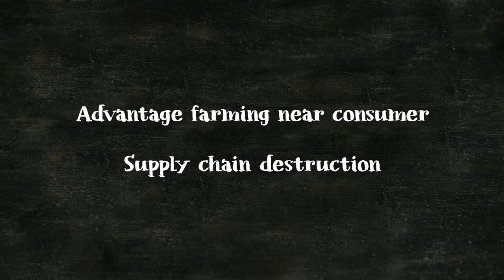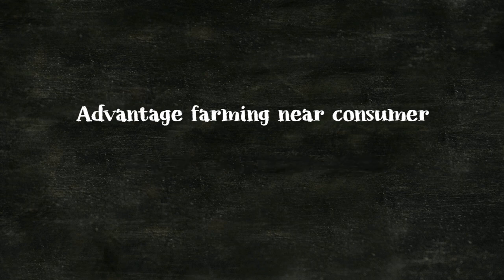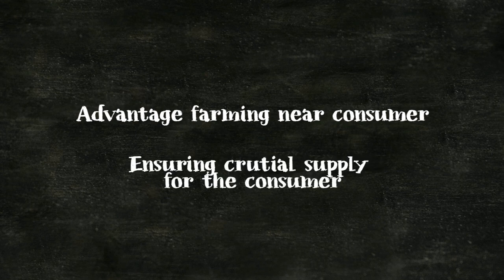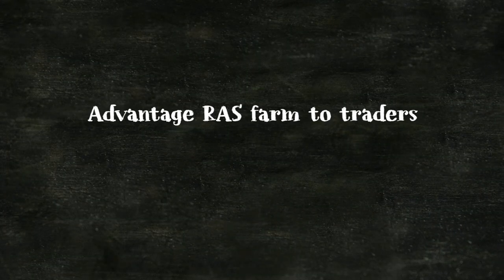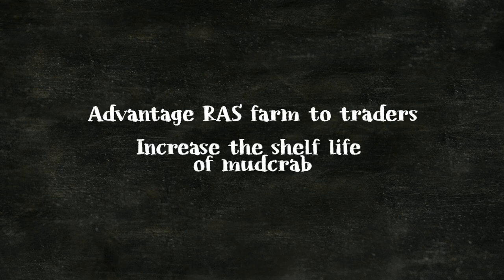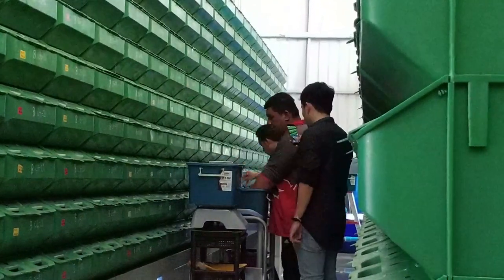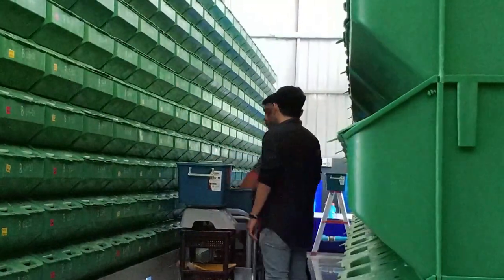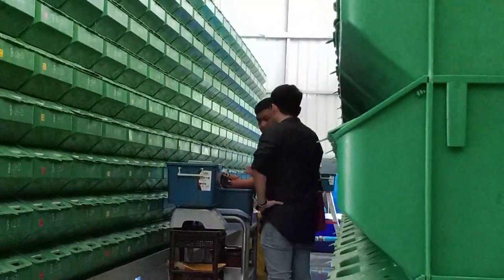The ability to farm right next to consumers reduces the risk of supply chain disruption and ensures that the consumers still have access to crucial supplies. The same is observed in the mud crab traders. Importers or traders that previously invested in recirculating aquaculture systems have been able to increase the shelf life of mud crab. Traders integrated with fattening facilities are also able to continue mud crab production, sustaining businesses that rely on mud crab as their signature dish. Urban farming methods will likely receive attention, especially in countries like Singapore.